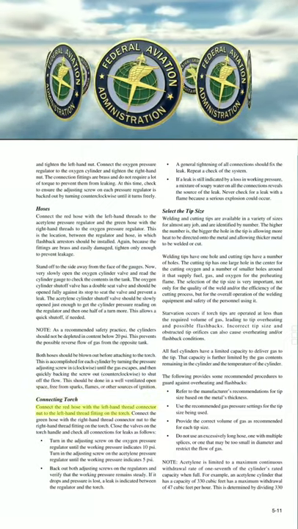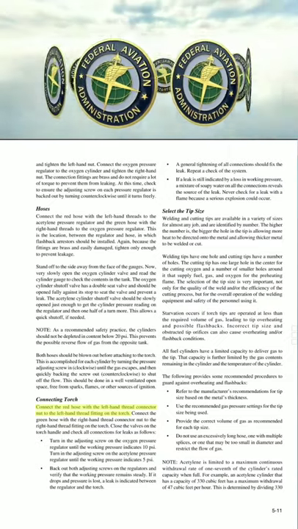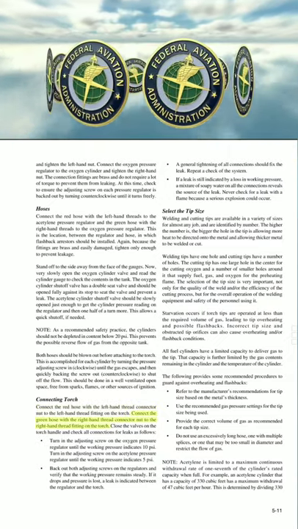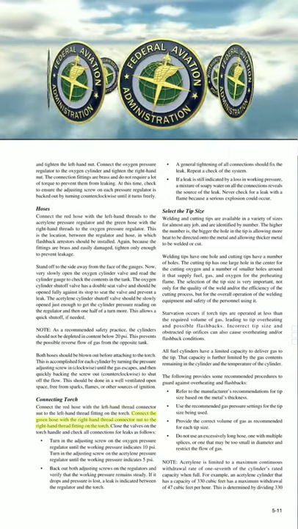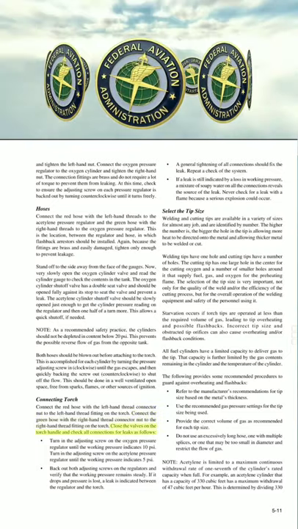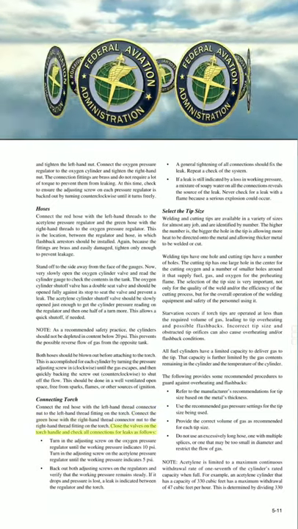Connecting torch. Connect the red hose with the left-hand thread connector nut to the left-hand thread fitting on the torch. Connect the green hose with the right-hand thread connector nut to the right-hand thread fitting on the torch. Close the valves on the torch handle and check all connections for leaks as follows.